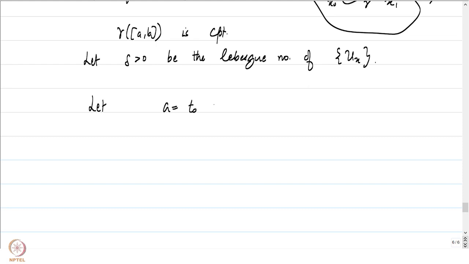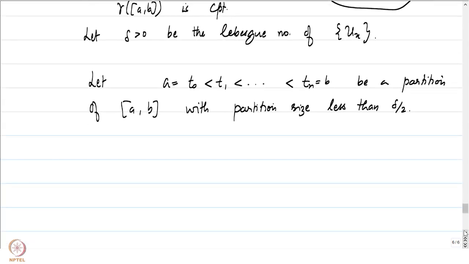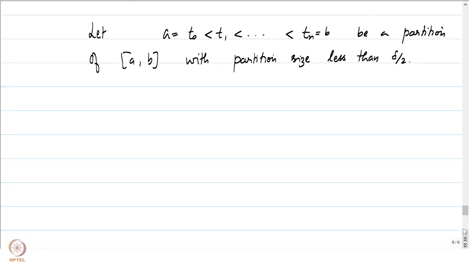So, let A equal to T0 less than T1 less than ... less than Tn equal to B be a partition of [A, B] with partition size less than delta by 2. So, in particular, if you pick gamma of Ti, which is, let us call it xi, and gamma of T(i+1), they are going to be in one of the U_x's, and therefore it will be in one of the evenly covered neighborhoods. So, consecutive points on the image are going to lie in evenly covered neighborhoods. That is the goal of picking one such partition.